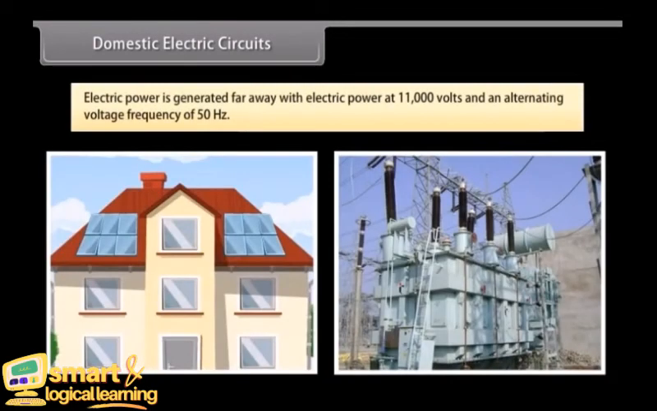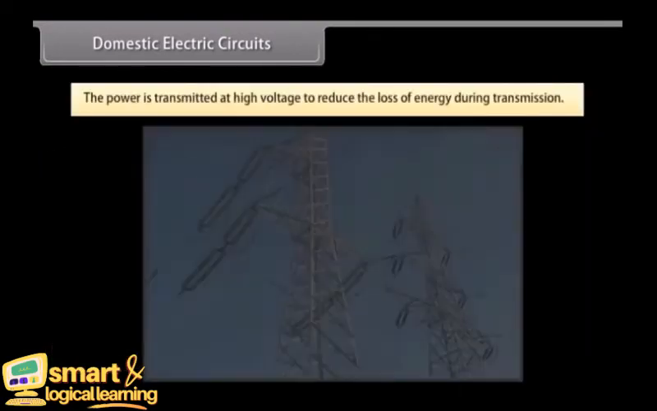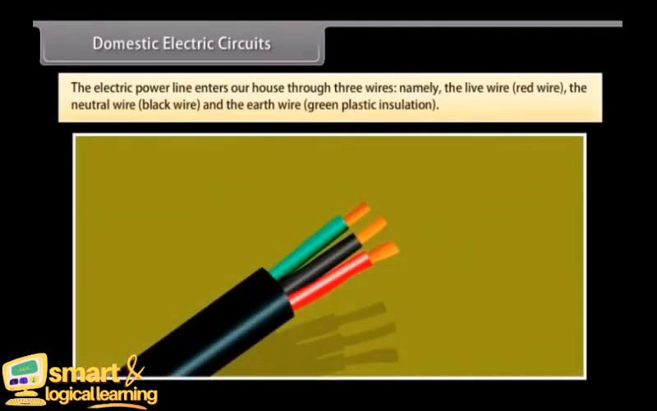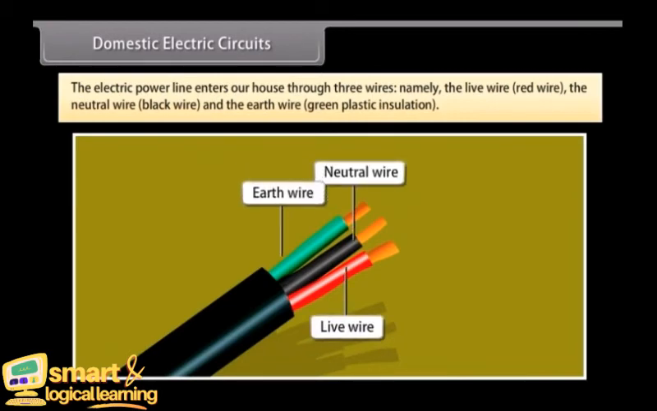Domestic electrical circuits. Electric power is generated far away from the places where it is consumed. At the generating station, the electric power is generated at 11,000 volts with an alternating voltage frequency of 50 Hz. The power is transmitted to the places of consumption at high voltage to reduce the loss of energy during transmission. The electric power line enters our house through three wires, namely the live wire, red, the neutral wire, black, and the earth wire, green plastic insulation.